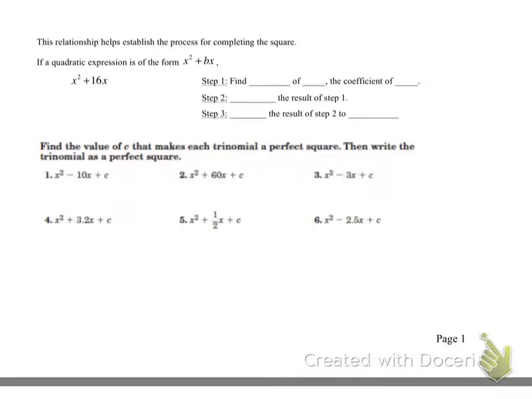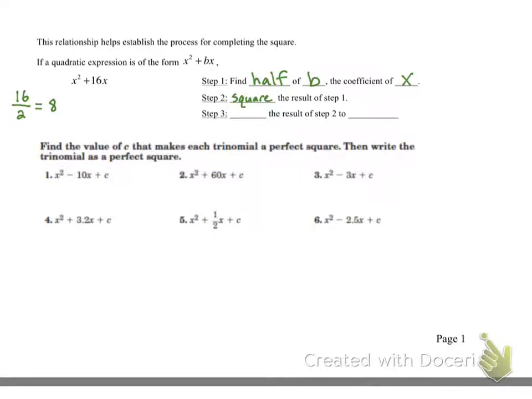If a quadratic expression is in the form x squared plus bx, you can find out what c is. Step 1, you need to find half of b, the coefficient of x. So in this case, you divide 16 by 2. 16 by 2 gives you 8.